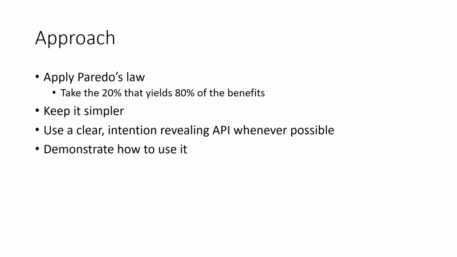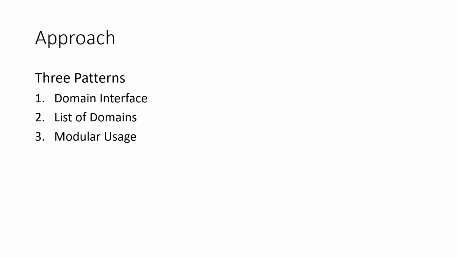I'm going to apply Pareto's law by taking the most useful 20% of Value Interface that gives you most of the benefits. I'm going to keep it simple, use a very clear intention-revealing API wherever possible, and I'm going to show you how to use it. So what are the 3 patterns? The 3 patterns are a basic domain interface, a list of domains, and modular usage. So what do those look like?